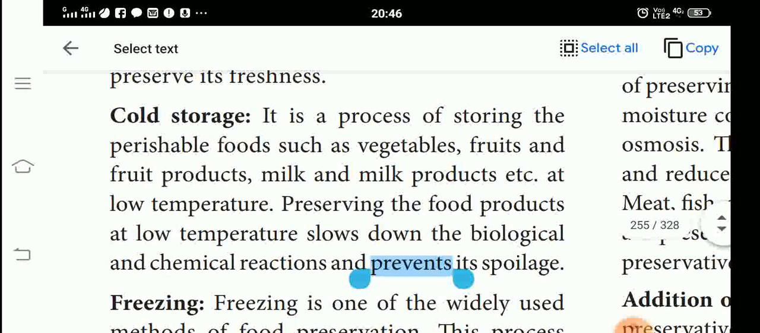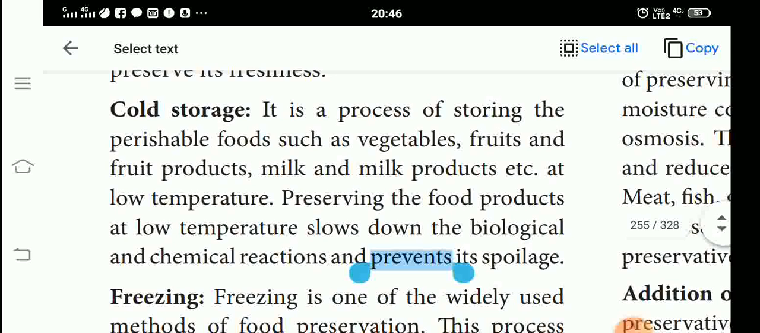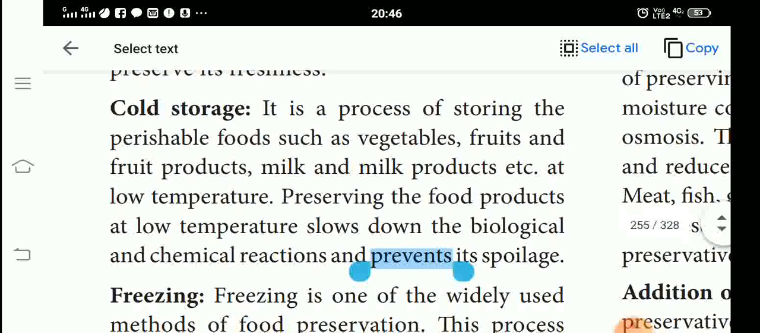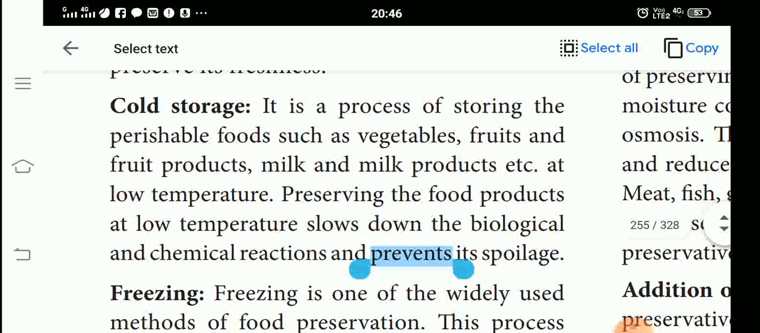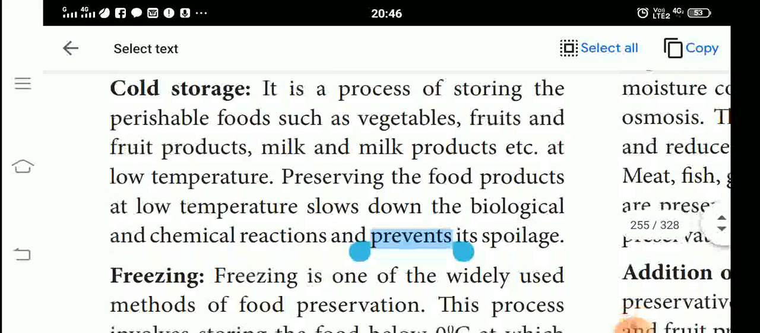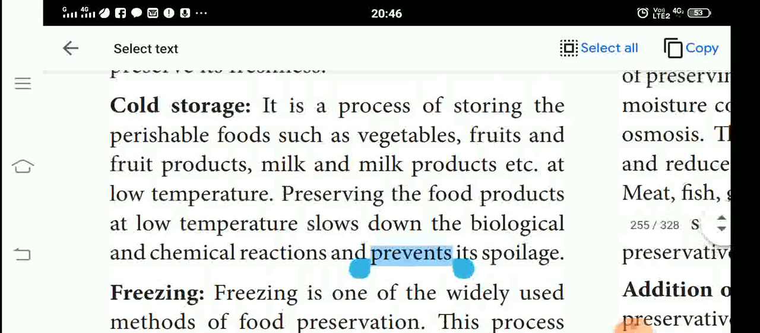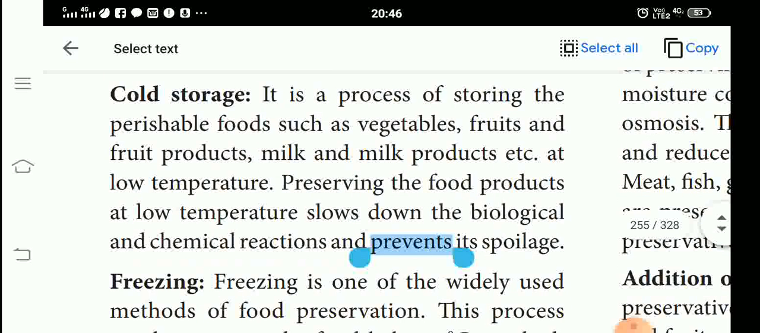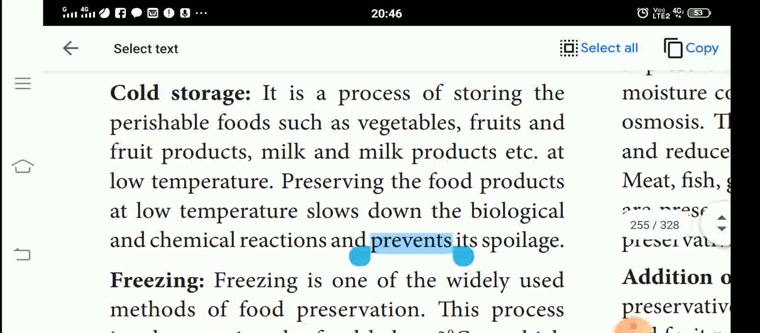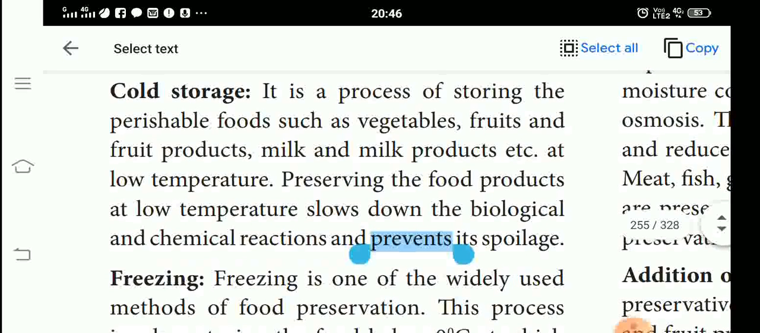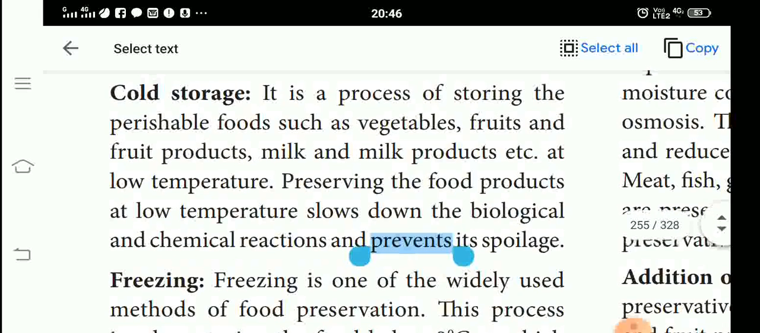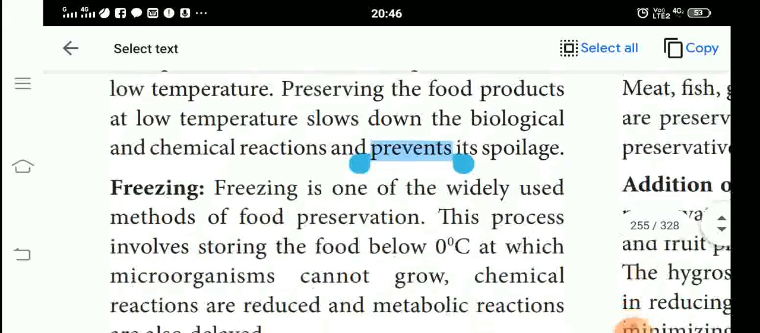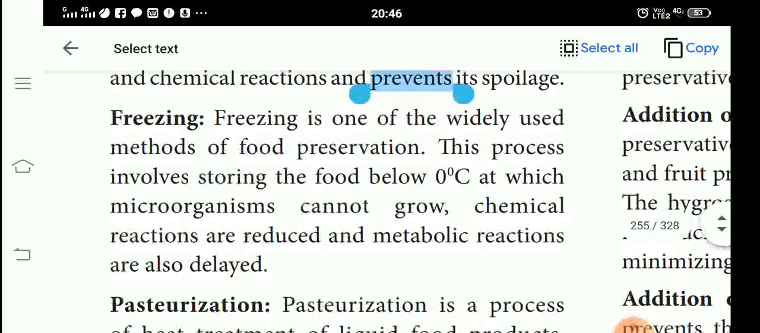Okay, is it clear? Why are we keeping the fruits and vegetables in the fridge? Because the temperature is very low. Low temperature slows down the biological and chemical reactions of the microorganisms present in the food. So only then will it be preserved. So it prevents the spoilage of the food. It is one of the important steps in the preservation of food. Then the next one, freezing.